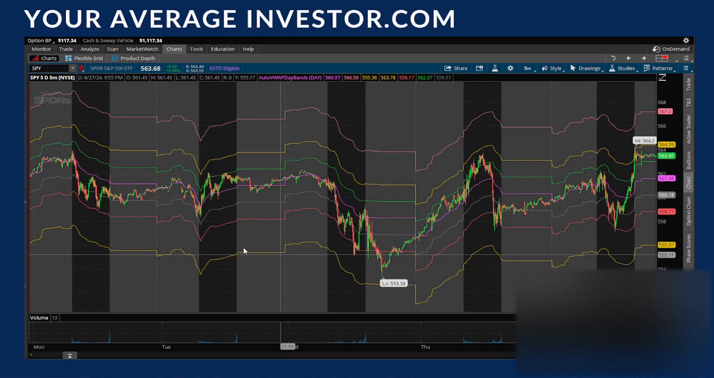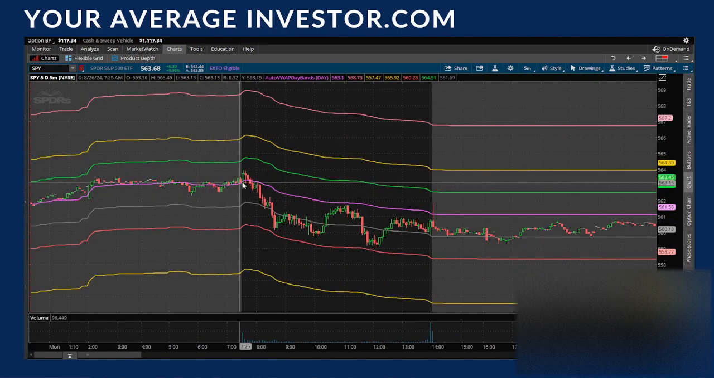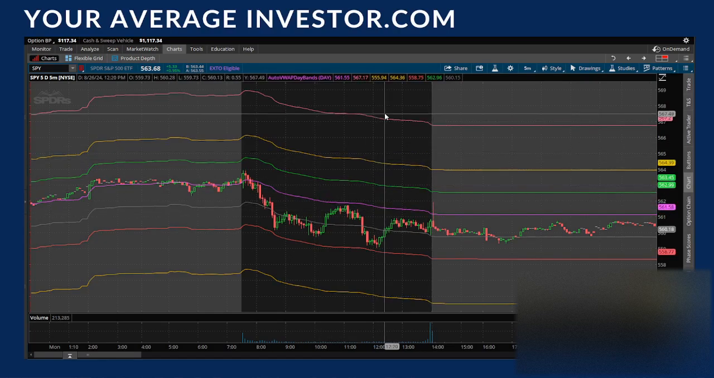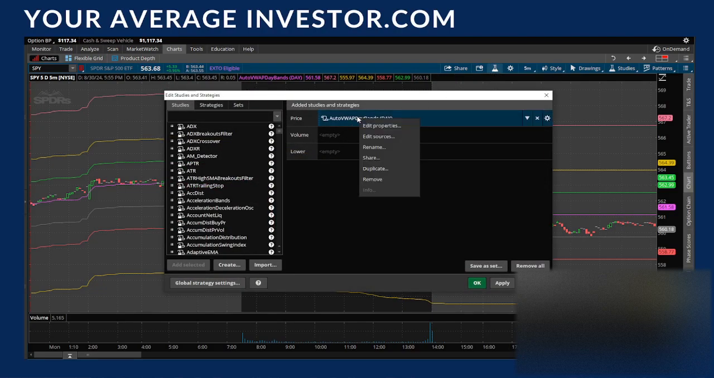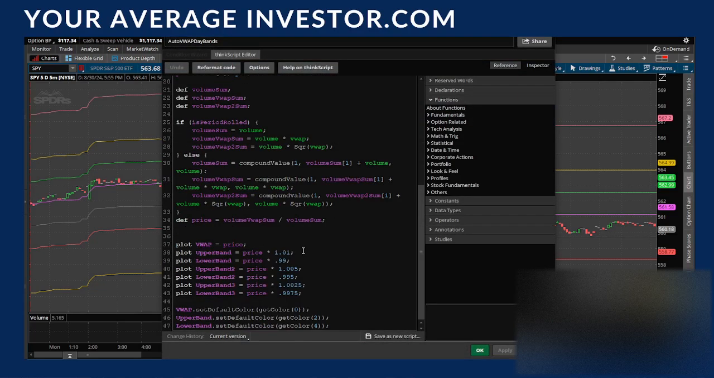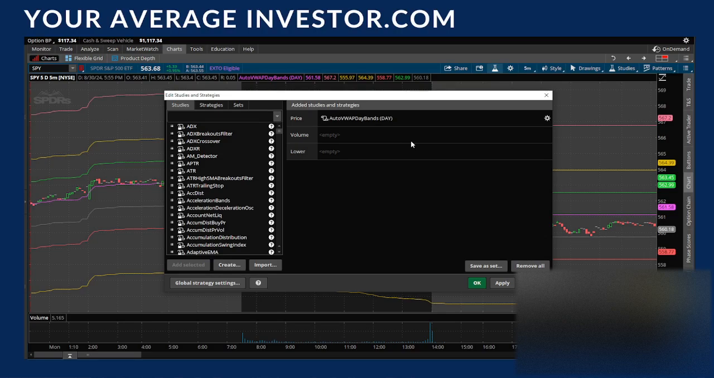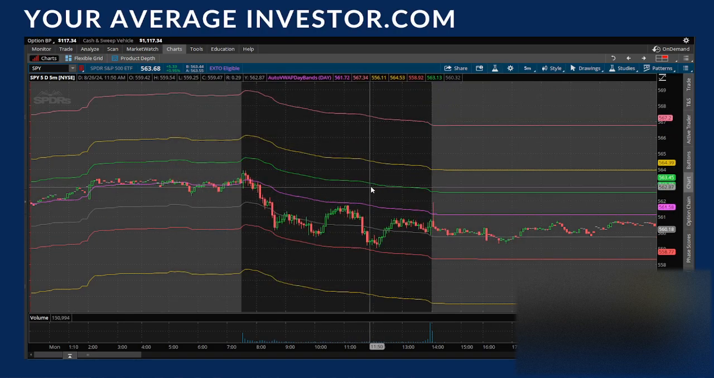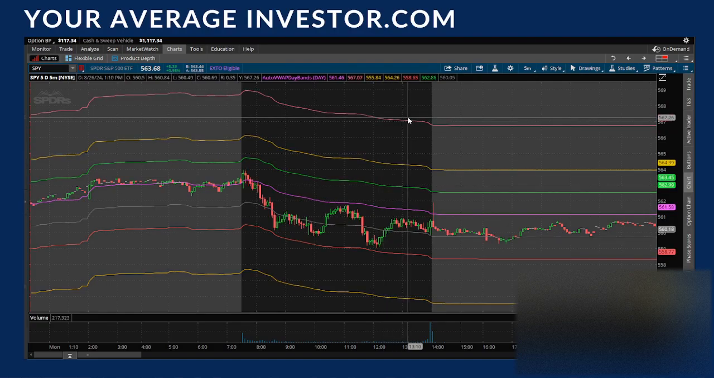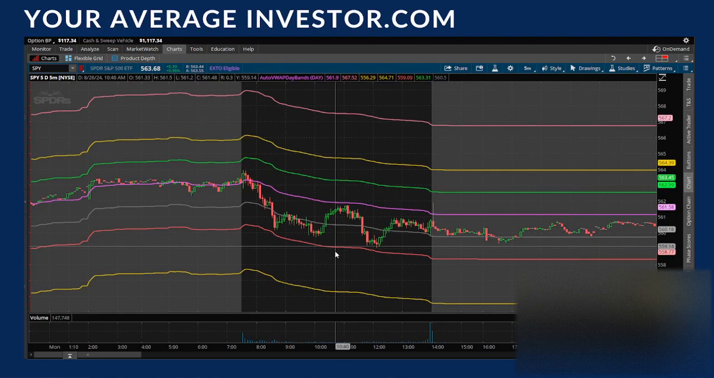Now let me explain what we're looking at here. I'm going to zoom in on this day. This purple line represents the volume weighted average price for the day. These lines represent price bands above and below. I believe right now I have it set to a quarter of a percent, a half a percent, and a full percent. Let me double check. Yeah, so we've got a quarter percent, half percent, and 1% above VWAP, and a quarter percent, half percent, and 1% below the volume weighted average price.